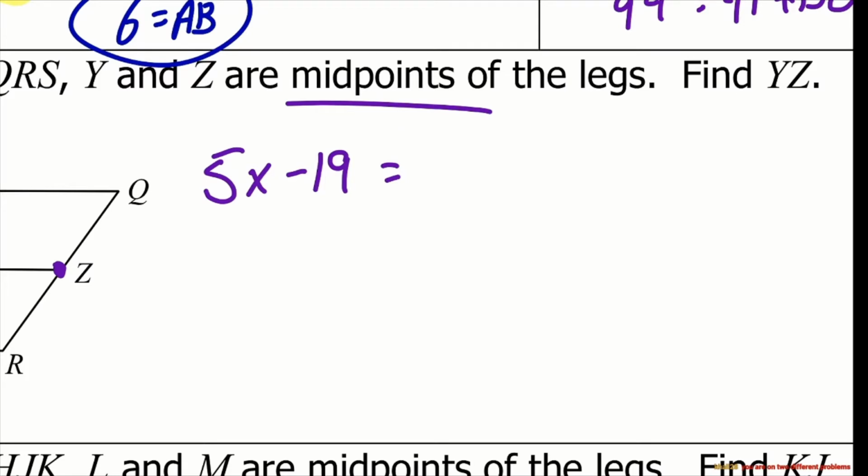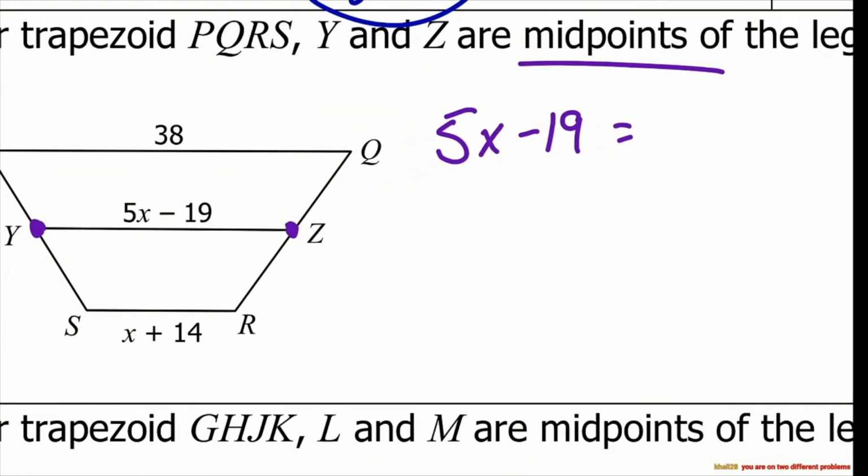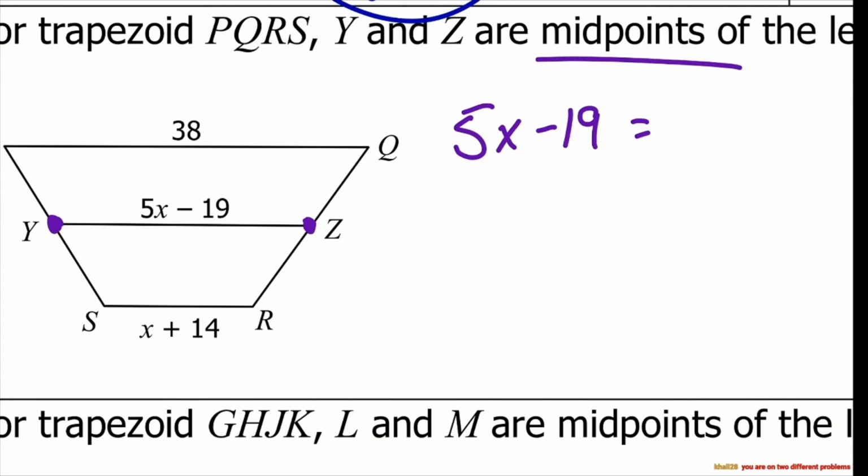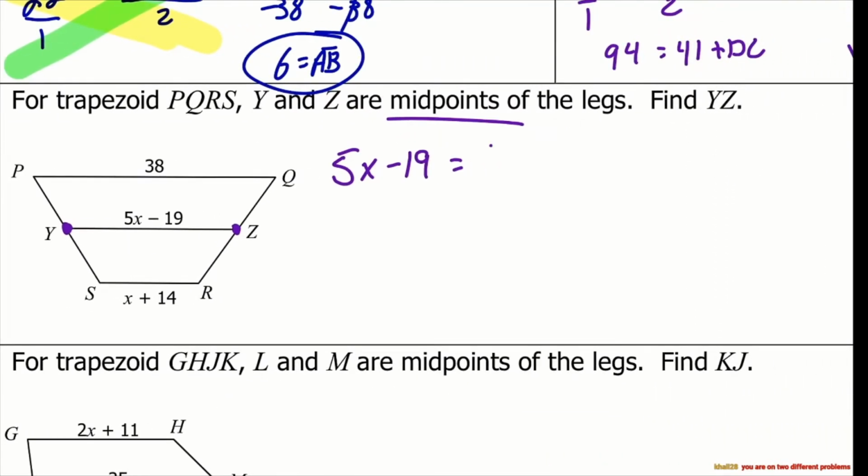So 5x minus 19 is equal to the big leg and the short leg. Doesn't matter which one comes first because it is addition, it's not subtraction, so it's not going to matter. 38 plus x plus 14, all divided by 2.